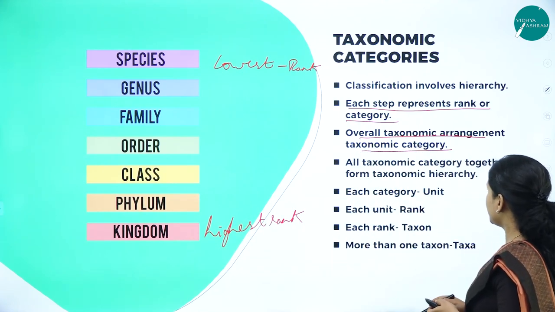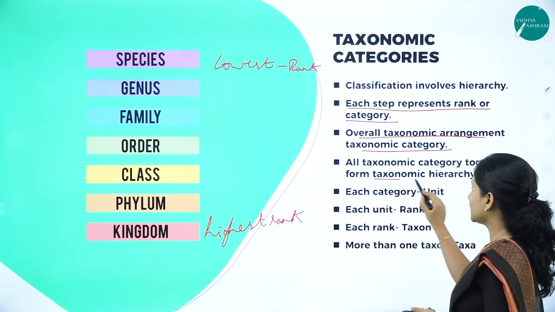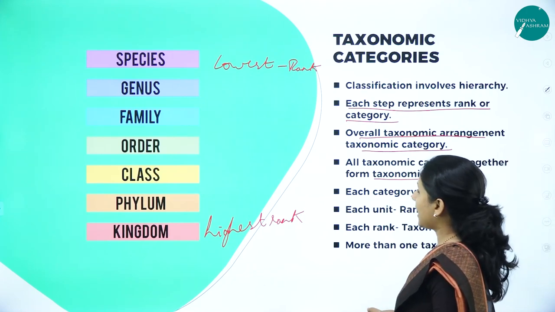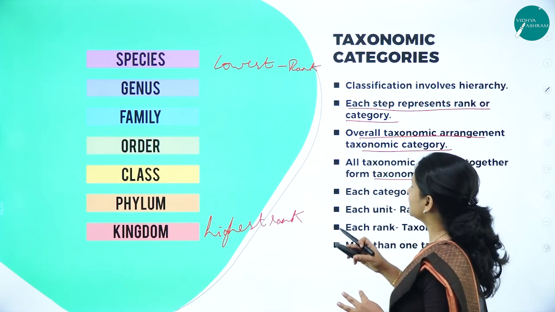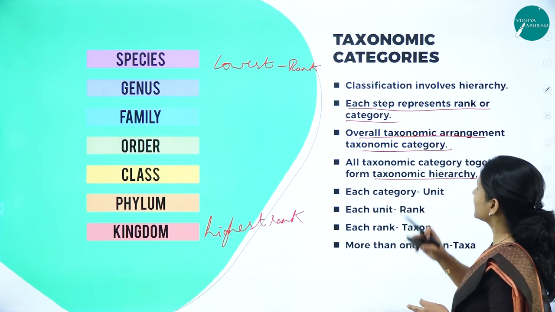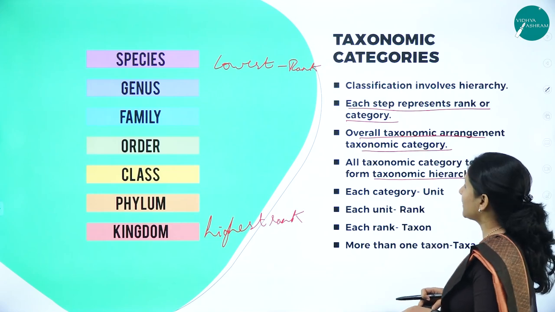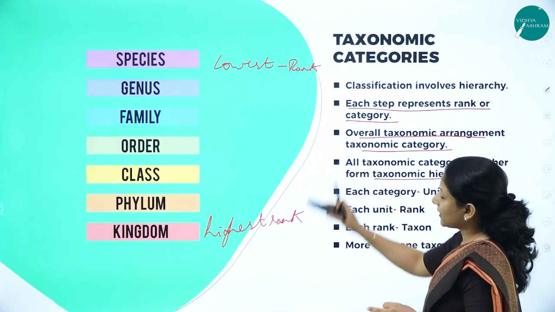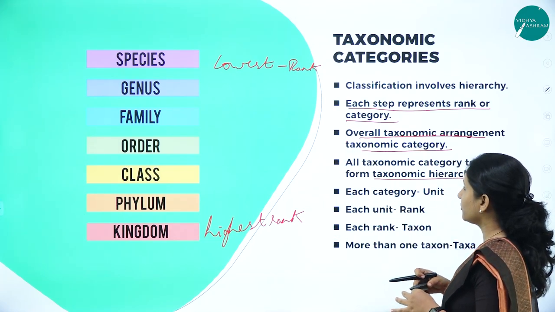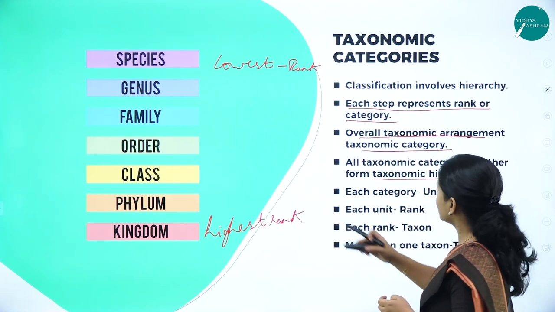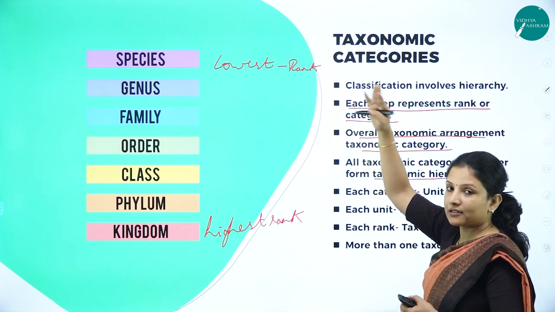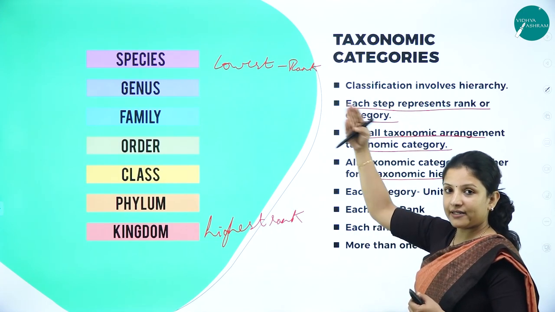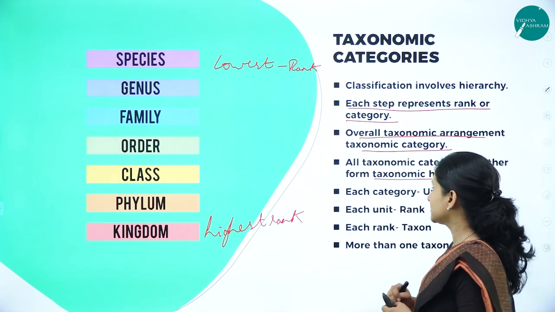And all taxonomic categories together form the taxonomic hierarchy. So we have the units of classification, that is taxa. Each taxon represents, or each step represents, a rank or taxonomic category. And all the taxonomic categories together form a taxonomic hierarchy, that is either from the lowest to the highest rank or from the highest to the lowest rank.